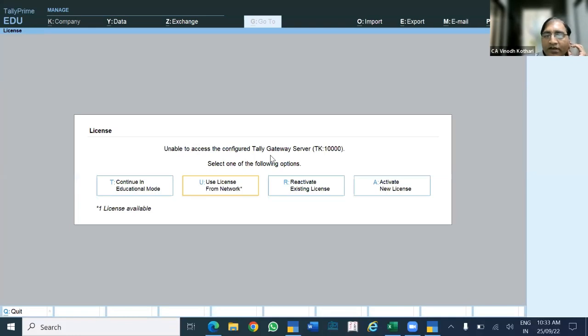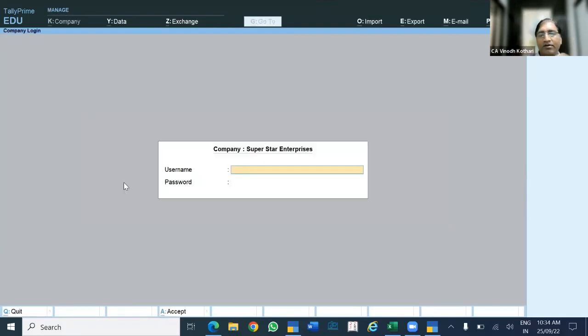Has everyone got the screen? The options are: continue in educational mode, use license from network, reactivate existing license, activate new license. So what should I select? Tell me the shortcut key. Continue in educational mode. Yes, very good. T. So T, continue in educational mode. That's it.